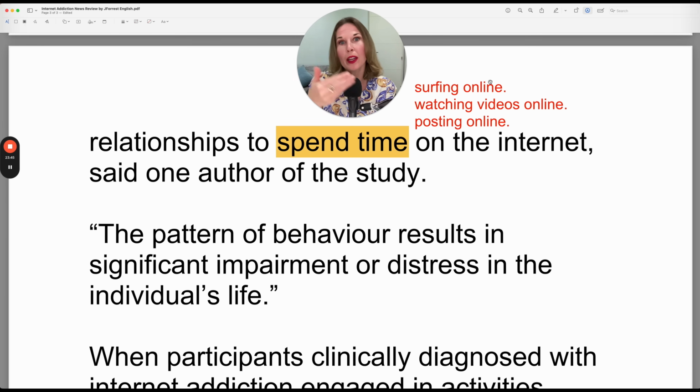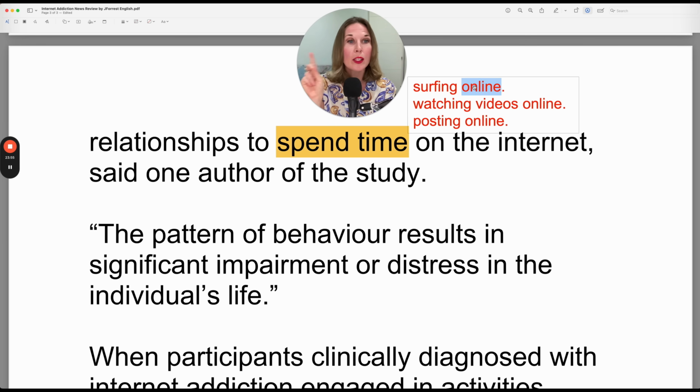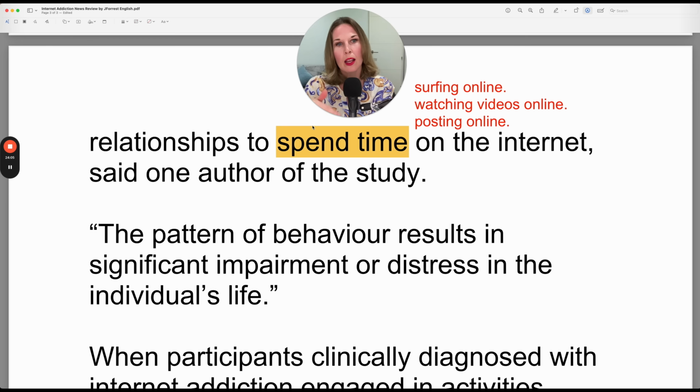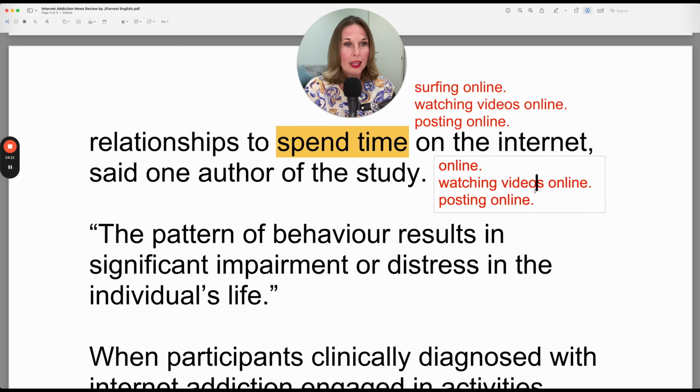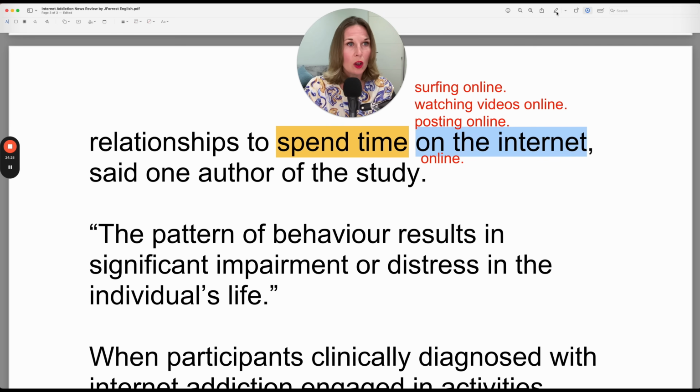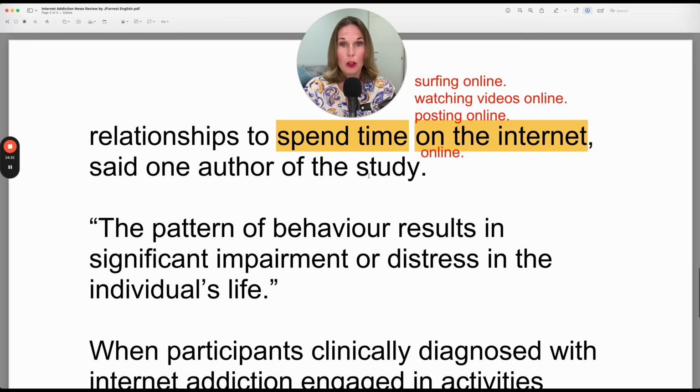Spend time surfing online. Now, online is the alternative to on the internet, but if you use online, just know it's one word, online. On the internet, online. So spend time surfing online, spend time watching videos online, spend time posting online. Whatever the actions are, they're in the verb ing, the gerund, because spend time is a gerund verb. But you spend time on the internet. You could also simply say spend time online instead of on the internet, because remember, online is the replacement to these three words, on the internet, said one author of the study.